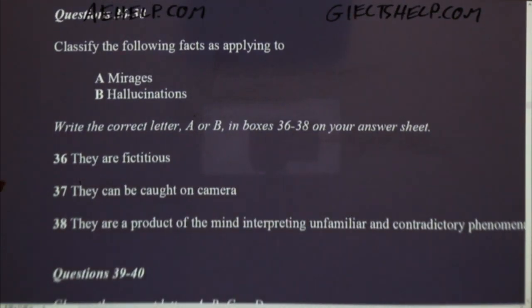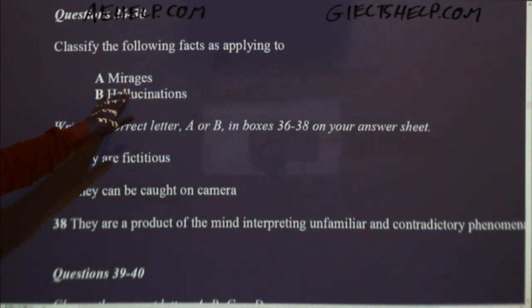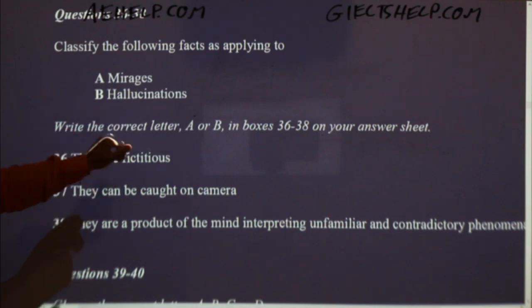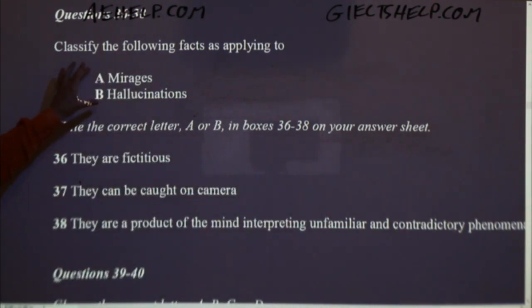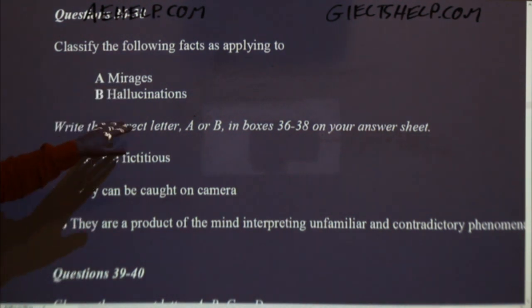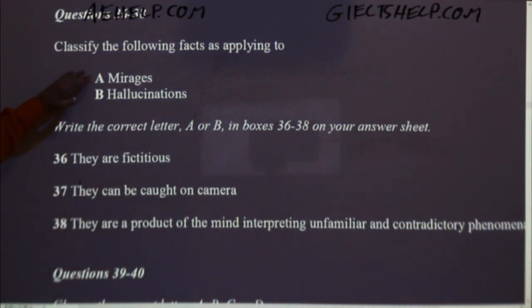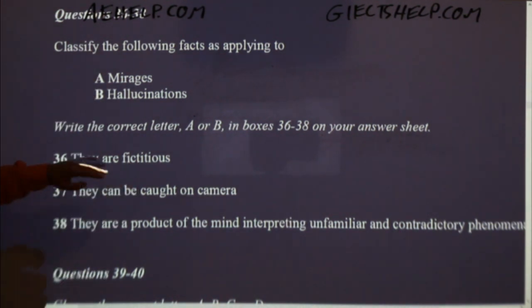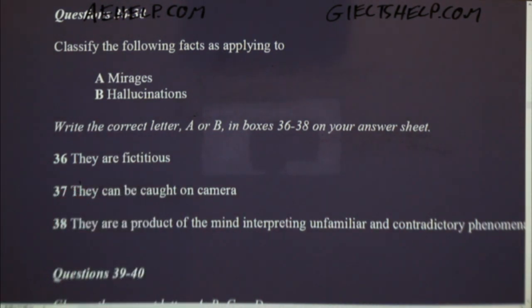questions here. It's a classification type. So classify the following fact as applying to a mirage or a hallucination. Write the correct letter, A or B. Remember, there was one paragraph about that. It was paragraph B. So A or B, is it a mirage or a hallucination? They are fictitious. Number 36, is it a mirage or is it a hallucination? Fictitious means that it's not real, okay? It's not real. So number 36, is it a mirage or is it a hallucination?